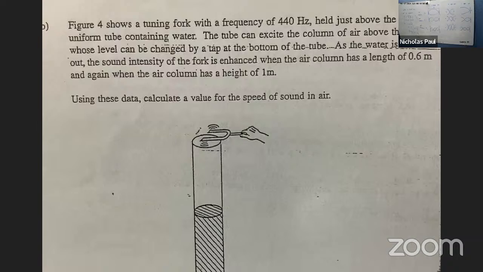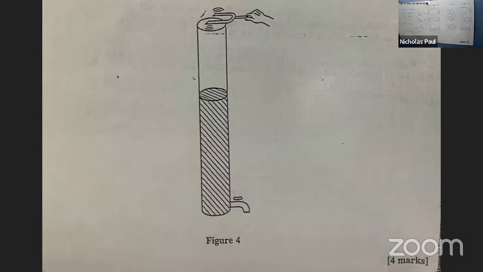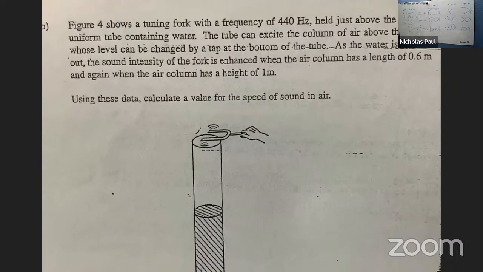Right, Alina, what do we have here? They gave us the frequency, and the fork is held just above the top of the uniform tube, which connects to the column of air above the water, whose level can be changed at the bottom, right? So you can adjust it. It's very similar to the last one, right? And as the water is drained, the sound intensity of the fork is enhanced at 0.6. What is happening at 0.6?